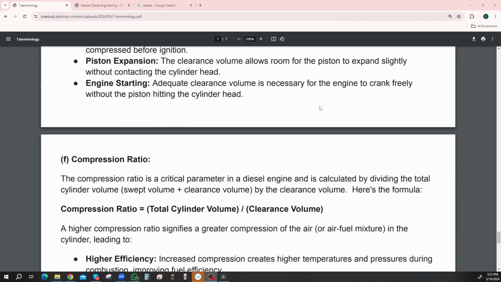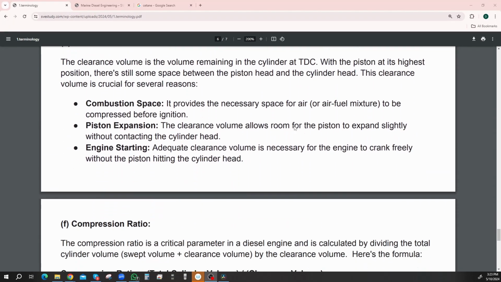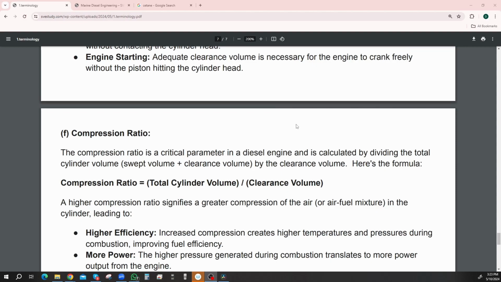Okay. F is compression ratio. Compression ratio is a comparison between the swept and the clearance. It is a critical parameter in diesel engines and is calculated by dividing the total cylinder volume, swept volume plus clearance volume, by the clearance volume. I think it's the wrong way around, let me just double check that. Oh no, it is like that. You take the total cylinder volume and divide it by the clearance volume.